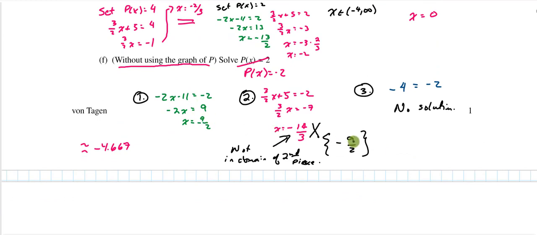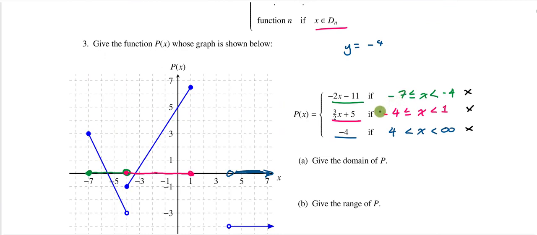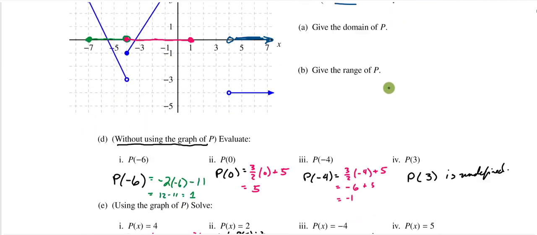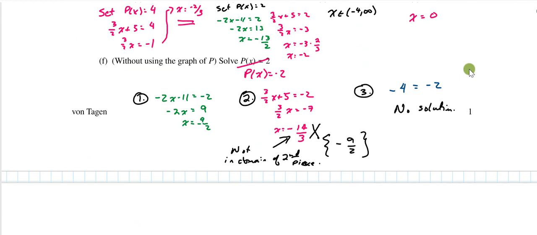I kept it. But when I did the same thing with the red piece, I got an answer when I solved the mathematical equation. But the answer wasn't inside of the interval for that red piece, and so I threw that answer out. All right.